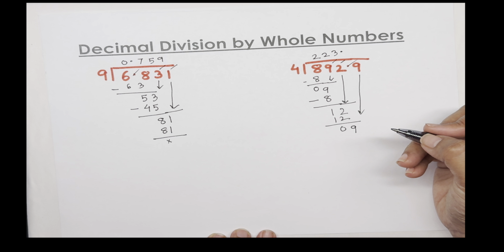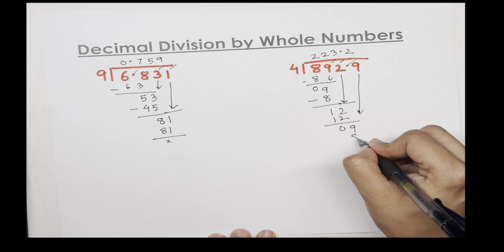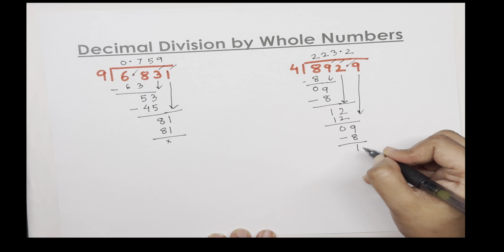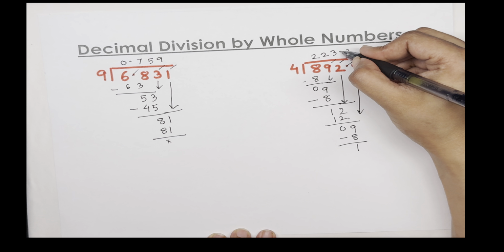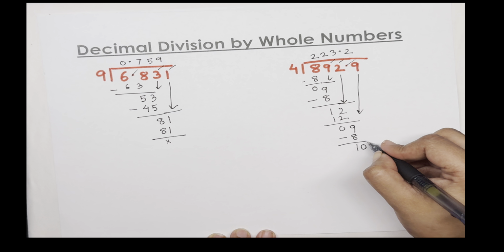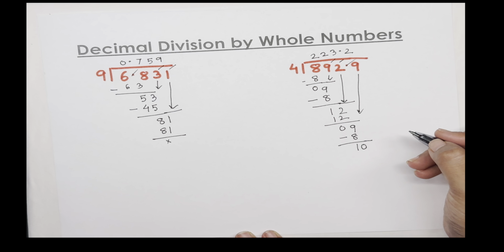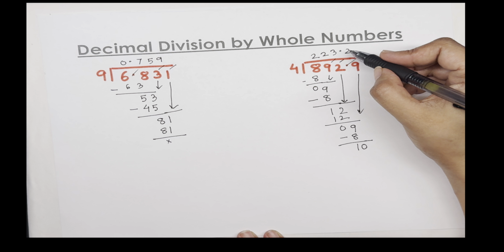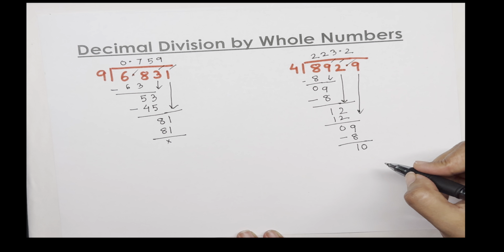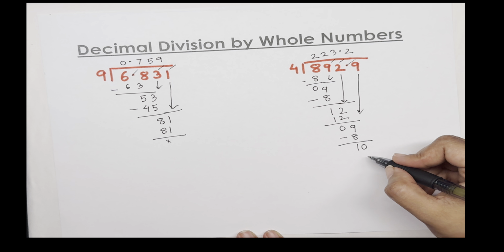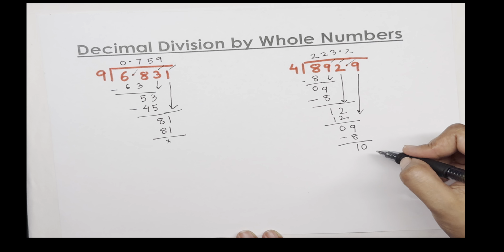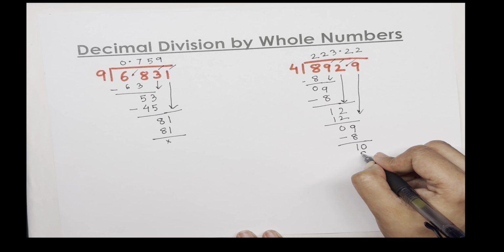4 times 2 is 8, but 4 times 3 is 12. We cannot go to 12. We have to make it either the same number, equal number, or less. So 4 times 2 is 8. 9 minus 8 is 1. Because we already put a decimal, we can borrow a 0 here. That is the rule of decimal division. If we have a decimal in the quotient, you can borrow a 0 anytime you want. So 4 times 2 is 8.